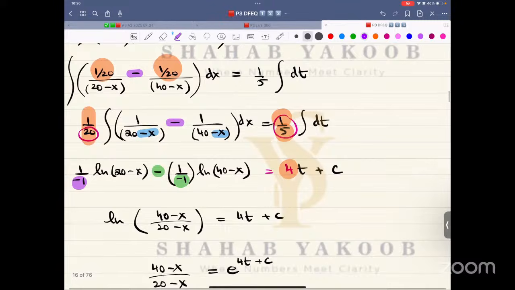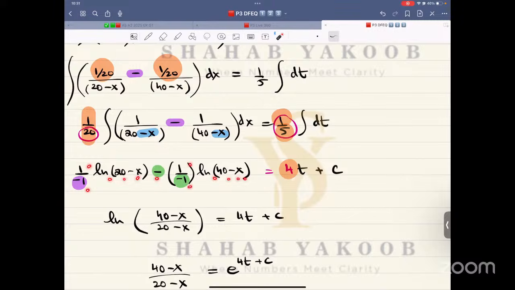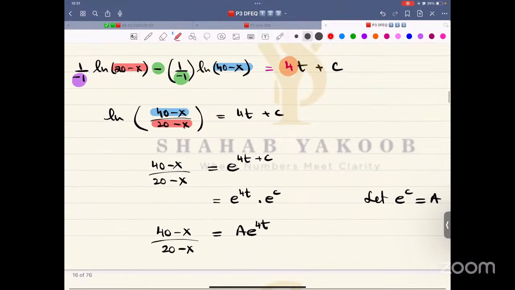Let's proceed. Actually, I took 1 over 20 to the other side. 20 over 5 is 4. This is 1 over -1 ln 20 minus x. This is negative. This is 1 over -1 ln 40 minus x. So now this is positive, this is negative. This becomes the numerator and this becomes the denominator. Got the idea? That's how it's done, and this is 4t plus c.